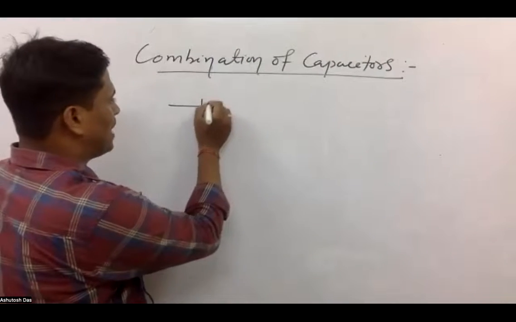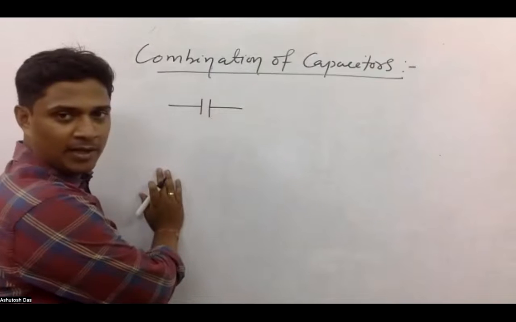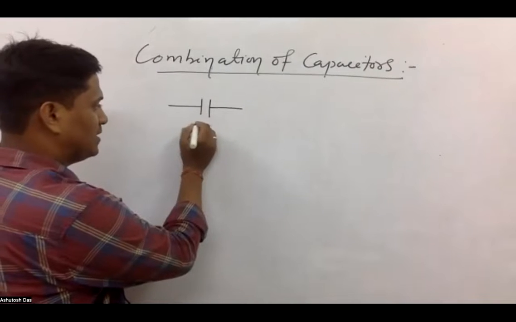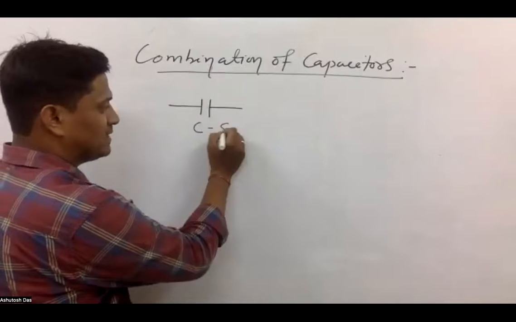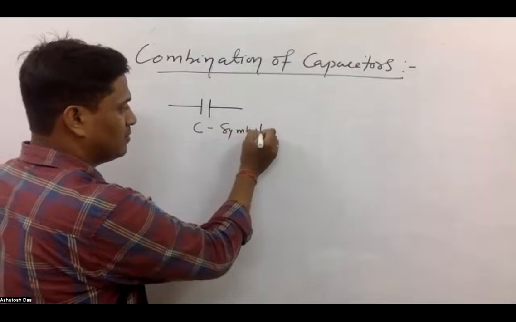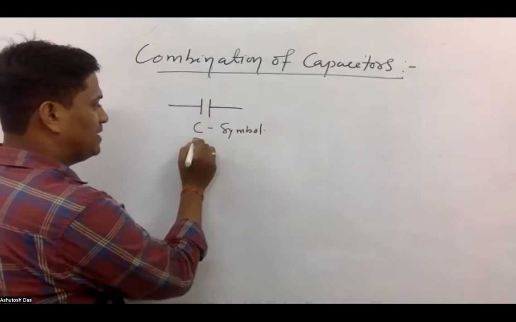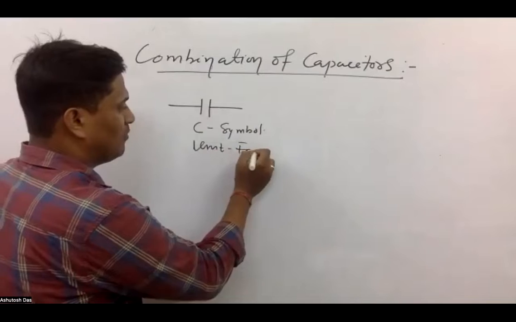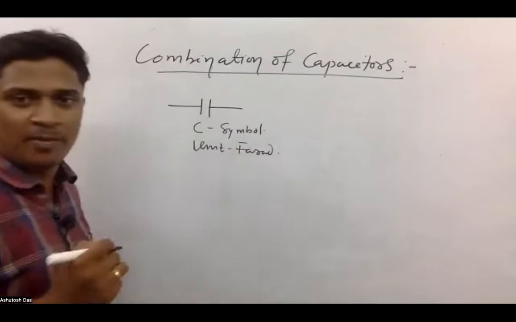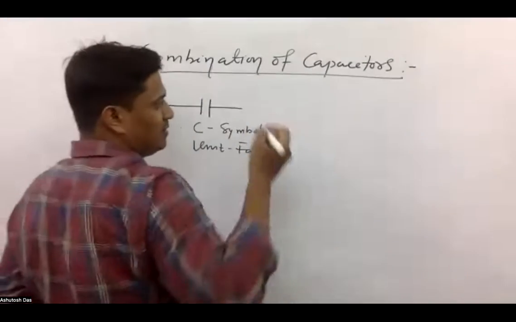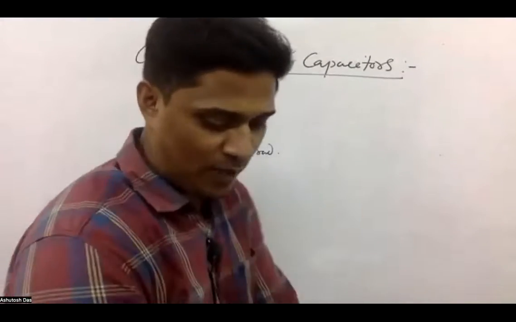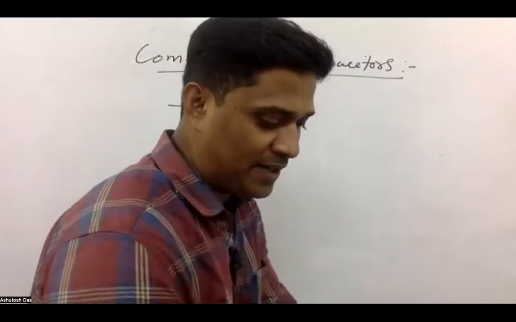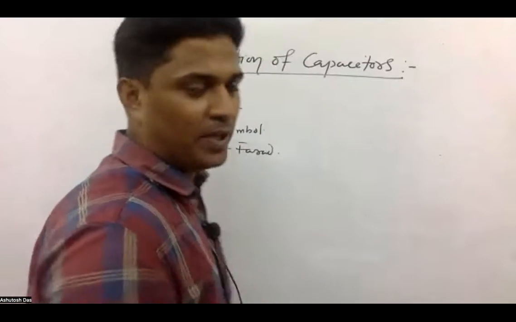Students, this is the symbol of capacitors. This is a capacitor, and the symbol is C. C is the symbol of a capacitor, and its unit is farad, right? Its unit is farad. But most probably in every question, you'll be getting units like nanofarad, picofarad, microfarad, right? So you'll be getting nano, pico and micro.